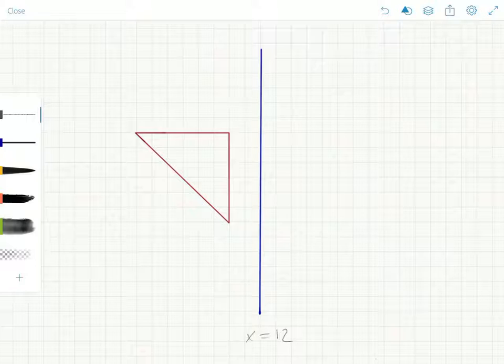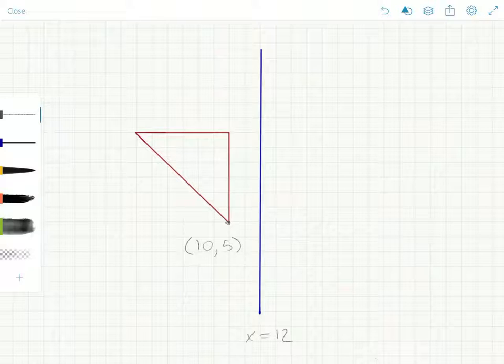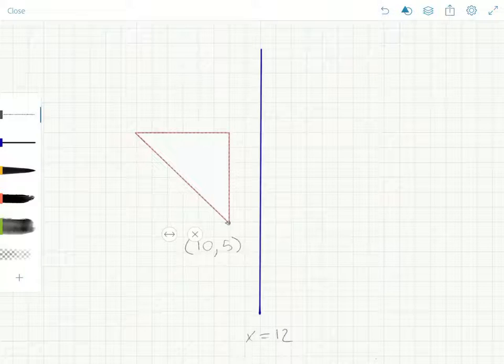And let's say this is the point. Let's make it the point 10, 5. So we're 5 above the y-axis. But this y value really isn't very important other than the fact that it's going to stay the same. Now, so the reflection, hopefully you can guess exactly where it's going to go, but we want to talk about some details.